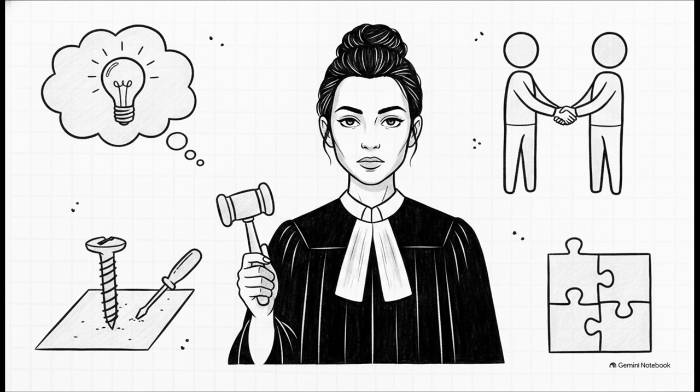Let's break that down. Intent looks at what the parties actually meant to do. Relationship often favors buyers over sellers or tenants over landlords. Method looks at how firmly the item is attached. Is it heavily screwed in or just resting there? And finally, adaptation asks if the item was custom fit for that specific space.